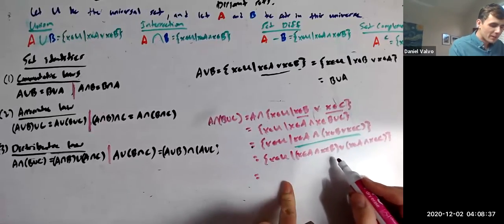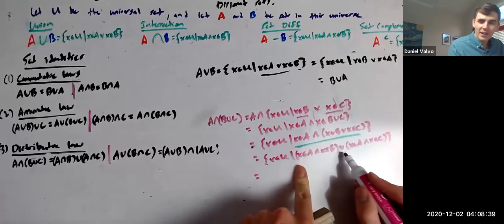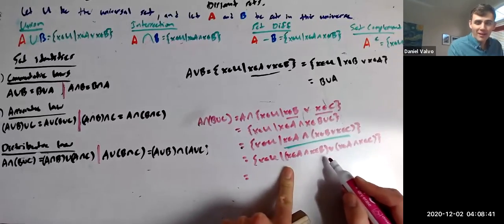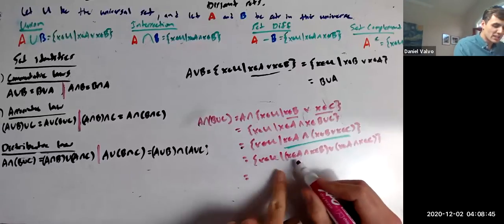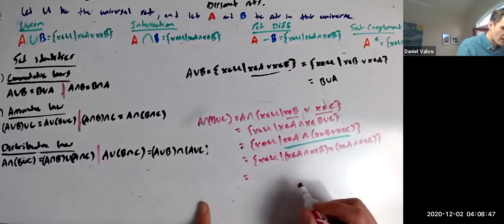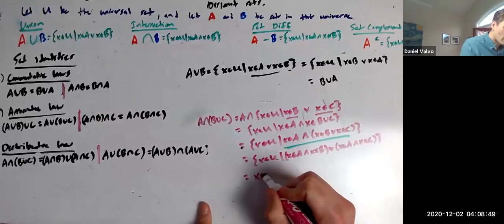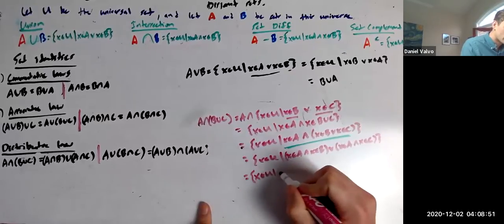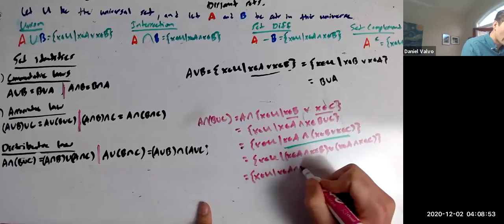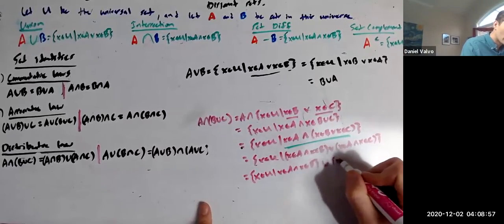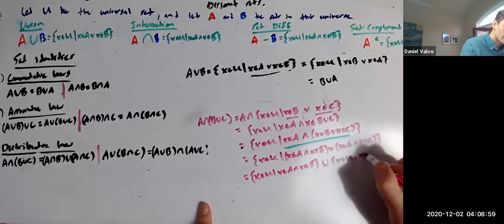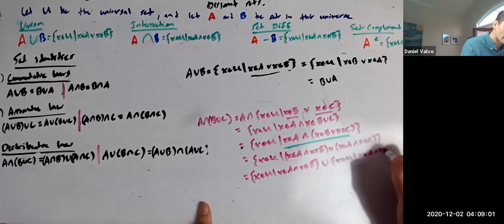What's that become? Well, if you have an or after the bar in this set notation, that means this is going to be all X in U such that X is in here or here. This is all X in U such that X is in A and X is in B, union X in U such that X is in A and X is in C.